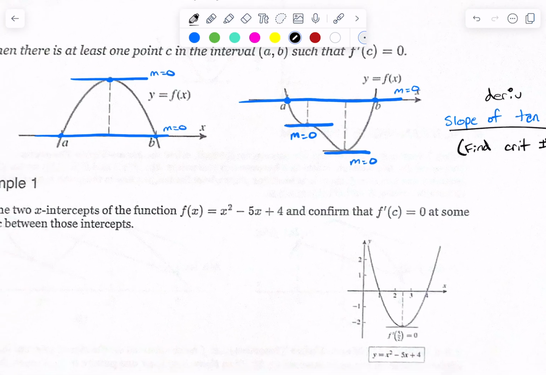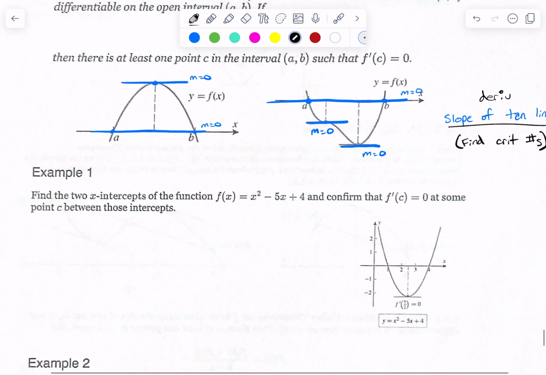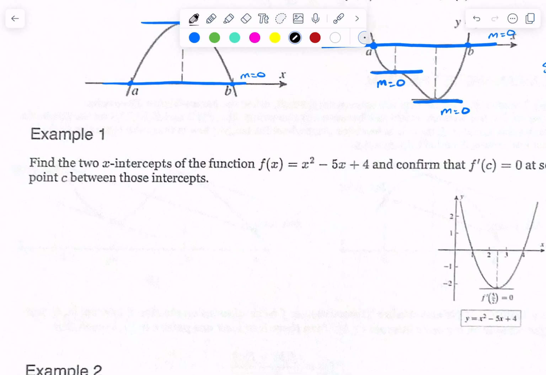Now, the hardest part of this is going to be figuring out what they are asking me to do. So I'm going to read this through really slowly. Eli, are you with me? Come on. Do you have these notes? Yeah. Let's go. All right, example 1.